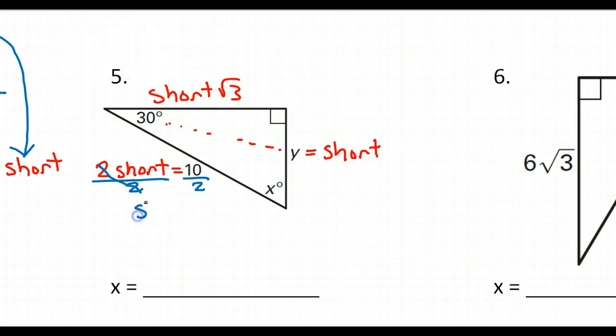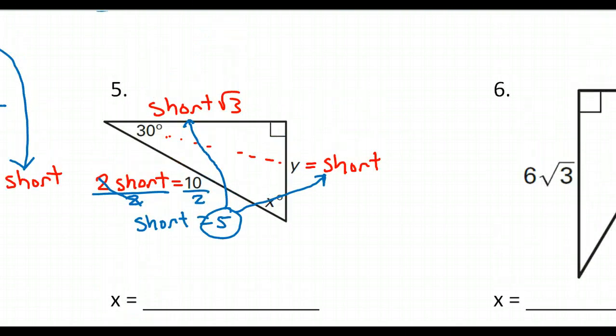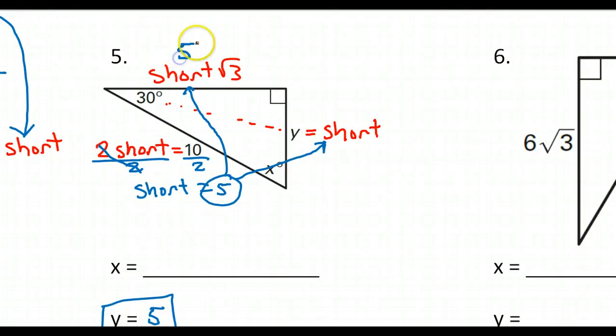So that's going to give me short equals 5. Okay, so that gives me y immediately. So y is 5. And if I plug in 5 right here, oh, you know what? That's not even something they asked me for. So this would be 5 radical 3, but they didn't ask us for that.